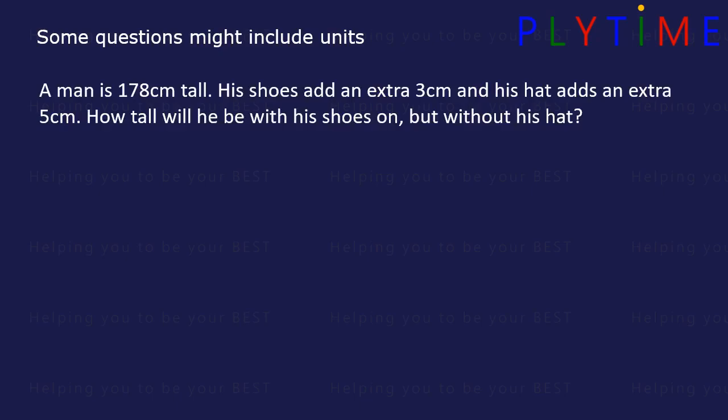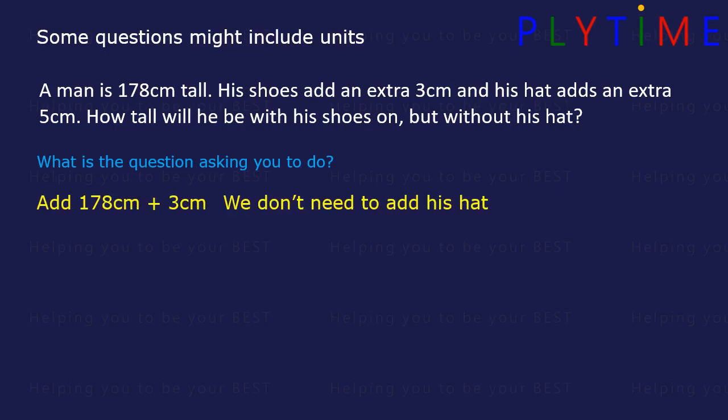Some questions might include units. A man is 178 centimetres tall, his shoes add an extra 3 centimetres and his hat adds an extra 5 centimetres. How tall will he be with his shoes on but without his hat? What's the question asking you to do? Add the height of the man, 178 centimetres, plus his shoes, 3 centimetres. We don't need to add his hat. We add the numbers as normal and then include the right units in our answer.